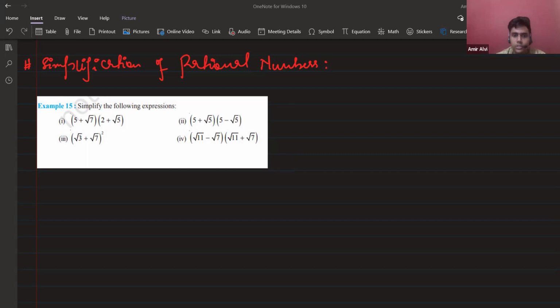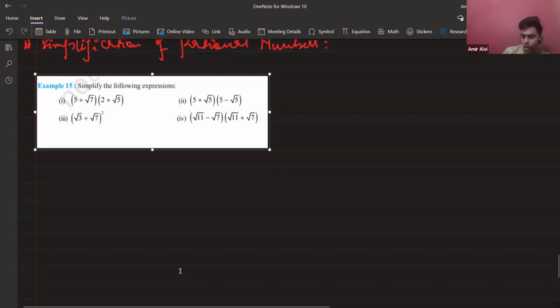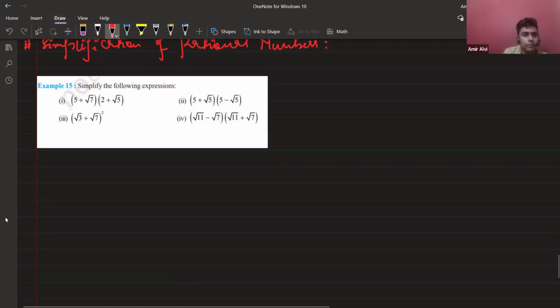Okay, so let's solve this, Simrat. Let me tell you how to solve this question. Just a second, let me enable my pen. Yes. So this is our first example. Let me write it down: (5 plus root 7)(2 plus root 5).